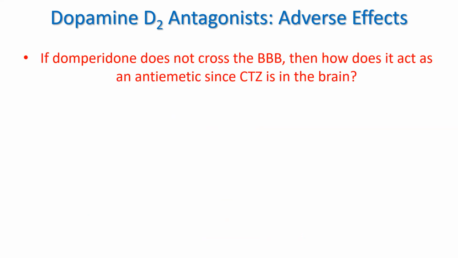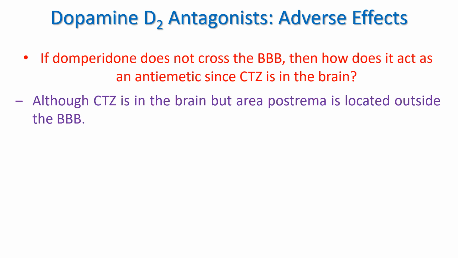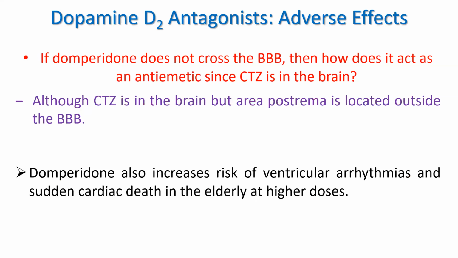So again, if domperidone does not cross the blood-brain barrier, then how does it act as an antiemetic, since the CTZ is in the brain? We discussed this. The CTZ is located in the area postrema, which is outside the blood-brain barrier, which is deficient in the blood-brain barrier. That's why domperidone is able to act as an antiemetic. Also, if you're giving it to the elderly at a higher dose, it can increase the risk of arrhythmias as well.